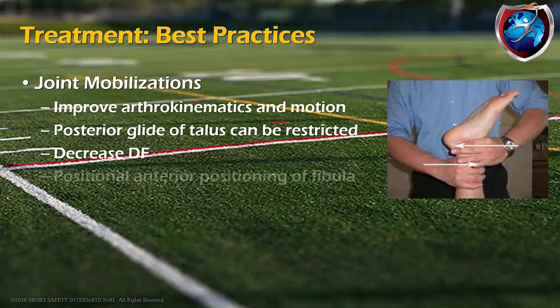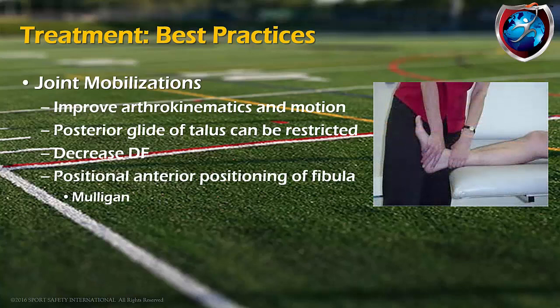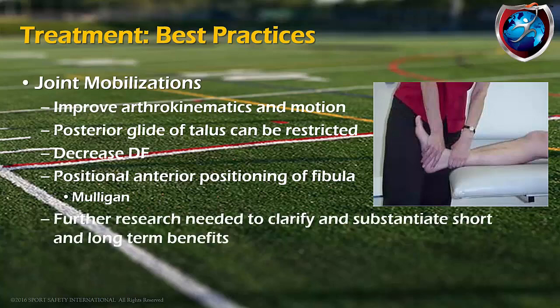Mulligan proposed the concept of an anterior positional fault of the fibula after lateral ankle sprain. He suggests that during plantar flexion and inversion, tension from the anterior talofibular ligament can displace the fibula anteriorly. A strong correlation has been made between the amount of anterior positioning of the fibula and swelling. Management of positional faults with joint mobilization techniques and tape is gaining popularity, but further research is needed to clarify and substantiate the long and short-term benefits of these interventions.